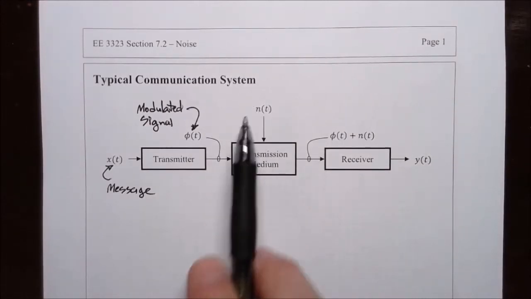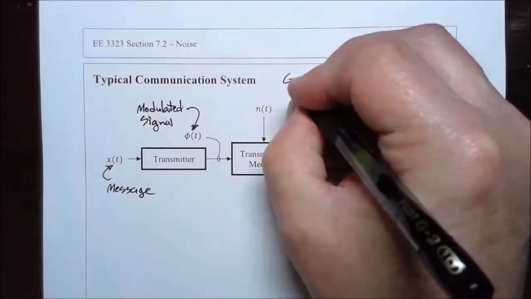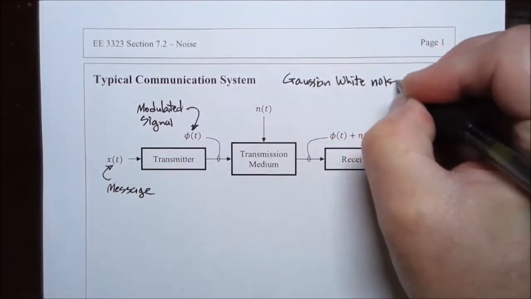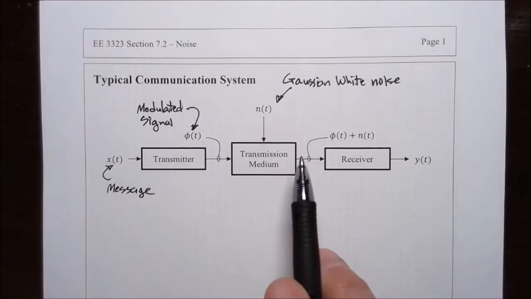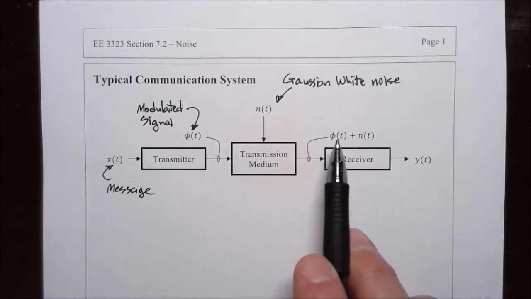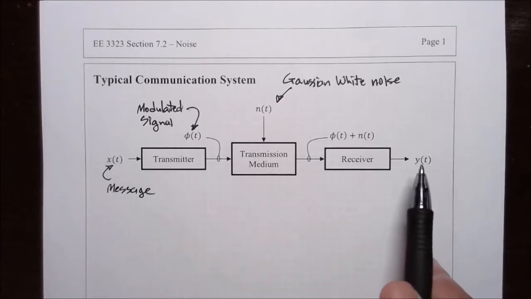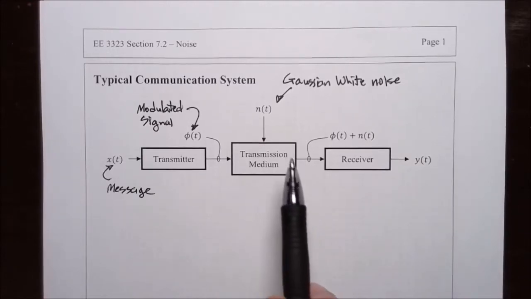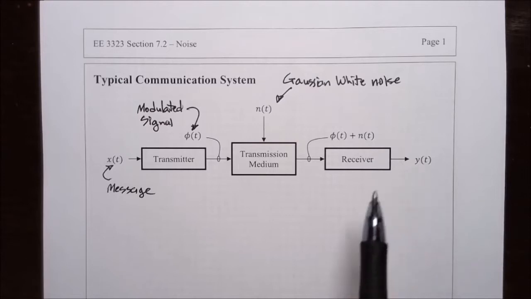But in the course of transmission, noise is added. We are going to model this as Gaussian white noise, and it is added to the modulated signal, so that the signal that is applied to the receiver is the sum of the modulated signal plus the noise, and then that passes through the receiver, and then we get out the received message y of t. And we need to work with some tools in order to determine the effect of this noise on our output signal y of t, typically in the form of a signal to noise ratio.